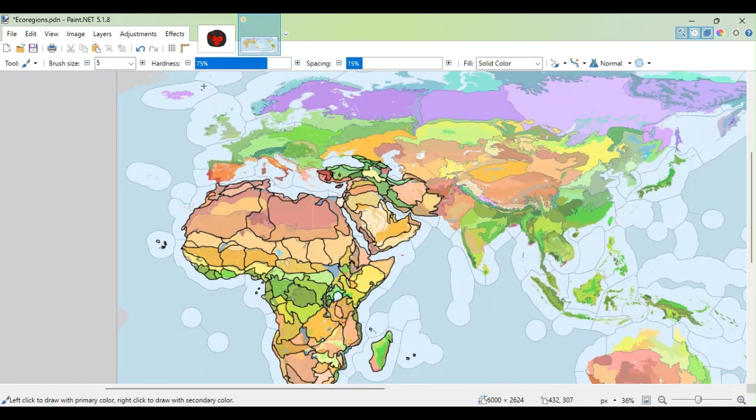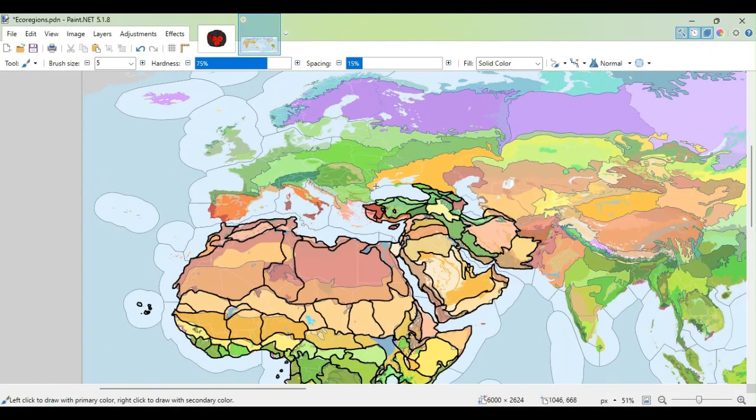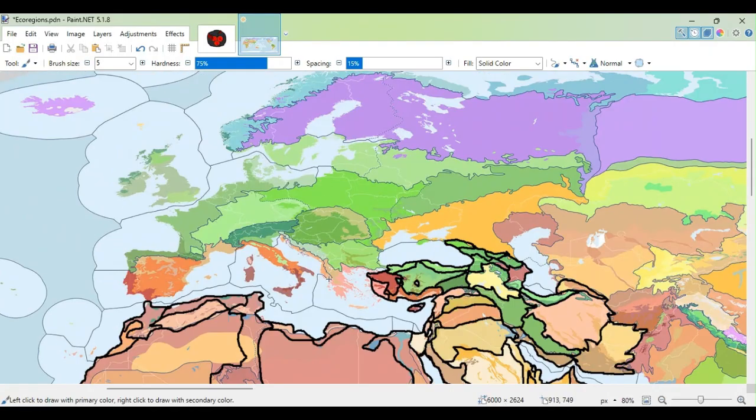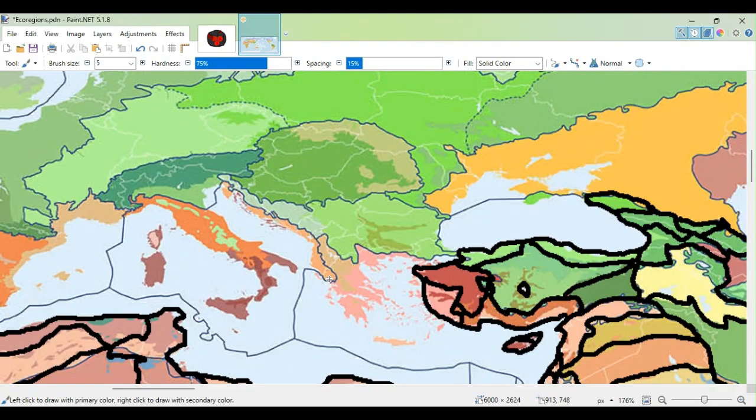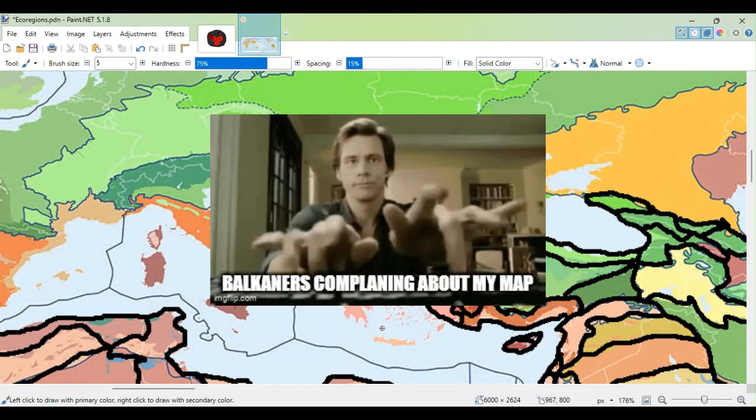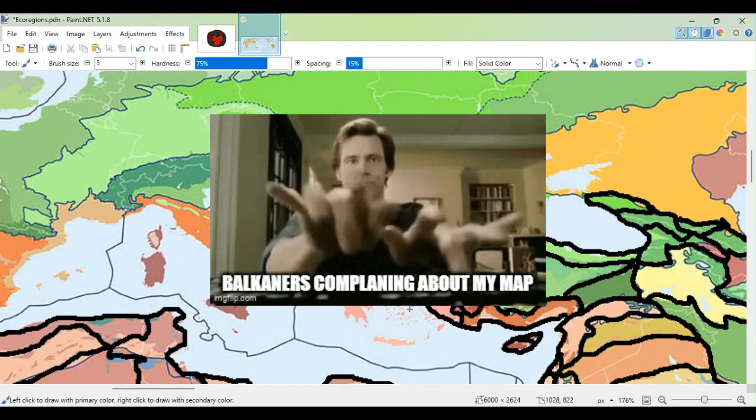And it's going to be Europe where our actual pain begins, because the next land we're drawing is the Balkans. Future Utson, do not offend the people in the comment section.